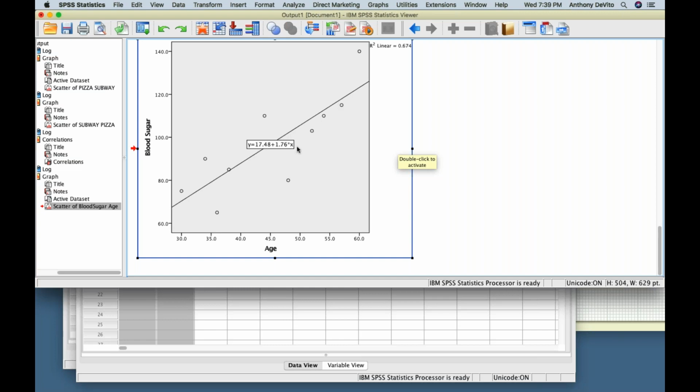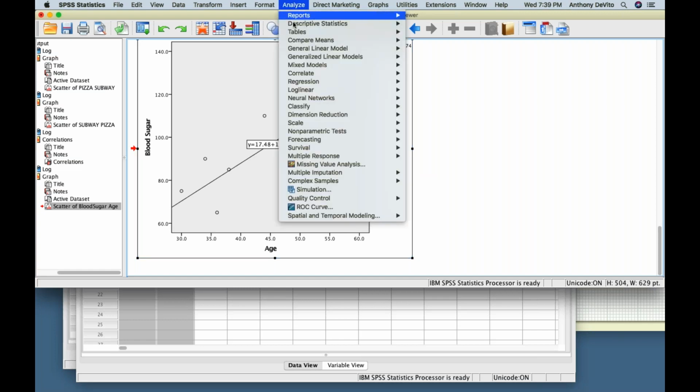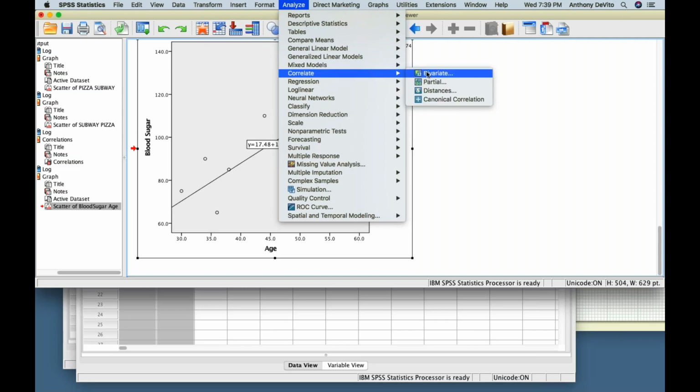Okay, so now in order to understand whether this is statistically significant, in other words, whether this association is statistically real, in other words, whether I can reject our null hypothesis, I'm going to have to do a correlation. I'm going to have to calculate a correlation coefficient. So I'm going to go here to analyze. I'm going to go down to correlation. And from correlation, I'm going to go to bivariate.